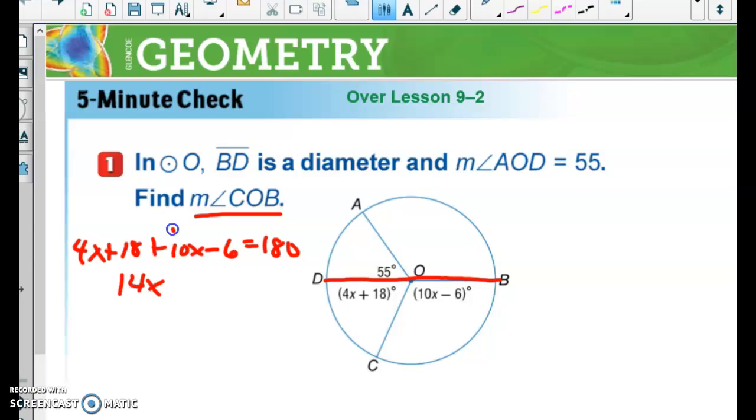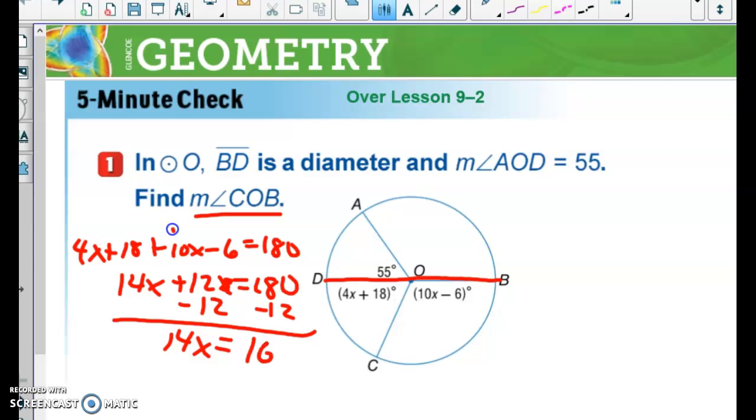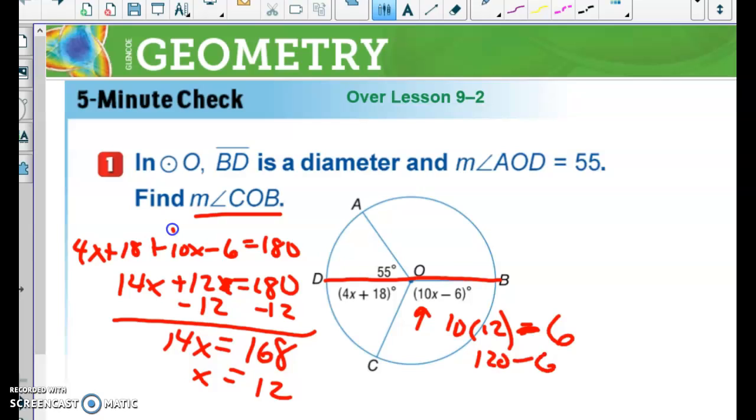Putting my like terms together, I get 14x plus 12 equals 180. If I subtract the 12, not an x, subtract the 12, I get 14x equals 168. Divide by 14 gives me 12. So now let's see if we can answer our question, the measure of angle COB, which would be that one. So I'm going to take 10 times 12 minus 6, so 120 minus 6 gives me 114.